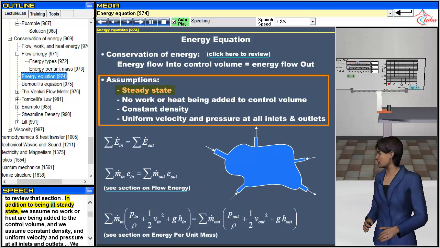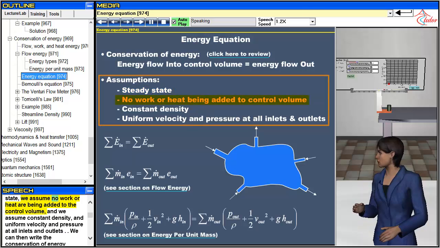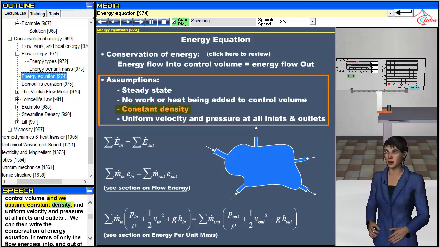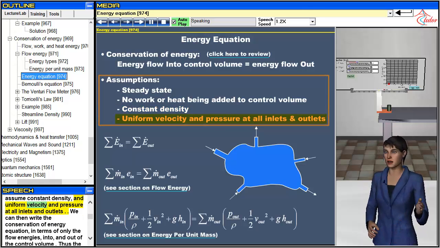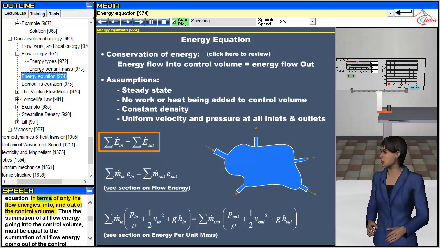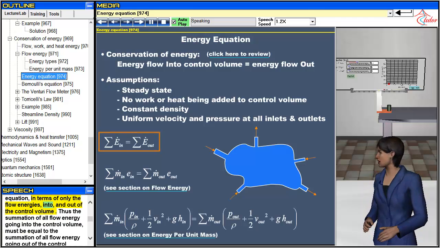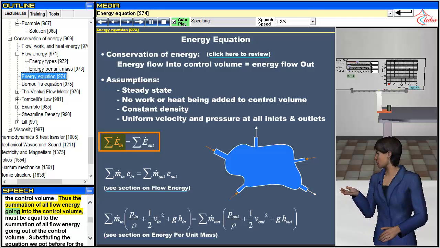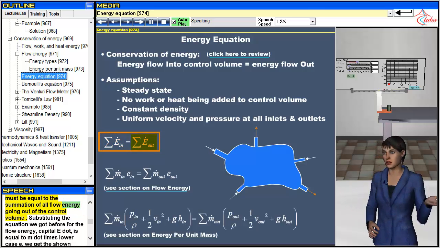In addition to being at steady state, we assume no work or heat are being added to the control volume, and we assume constant density and uniform velocity and pressure at all inlets and outlets. We can then write the conservation of energy equation in terms of only the flow energies into and out of the control volume. Thus the summation of all flow energy going into the control volume must be equal to the summation of all flow energy going out of the control volume.